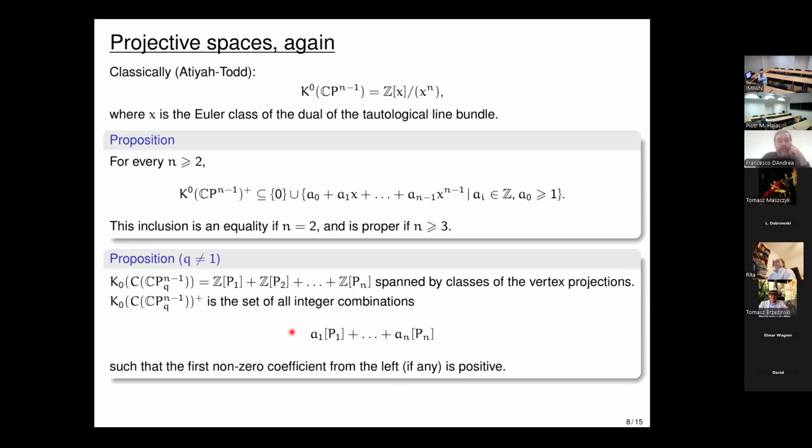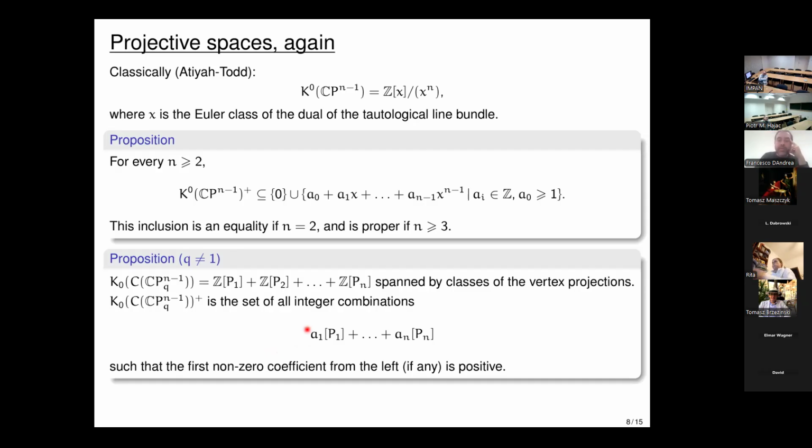And when does an element like this belong to the positive cone? You can prove that the positive cone consists of all the combinations such that the first non-zero coefficient from the left is positive, if there is one. So you have both zero, the class of zero, and for non-zero elements, the first non-zero coefficient from the left should be positive. So here you see that the quantum case is actually easier than the classical case, because in the quantum case you can explicitly compute the positive cone.